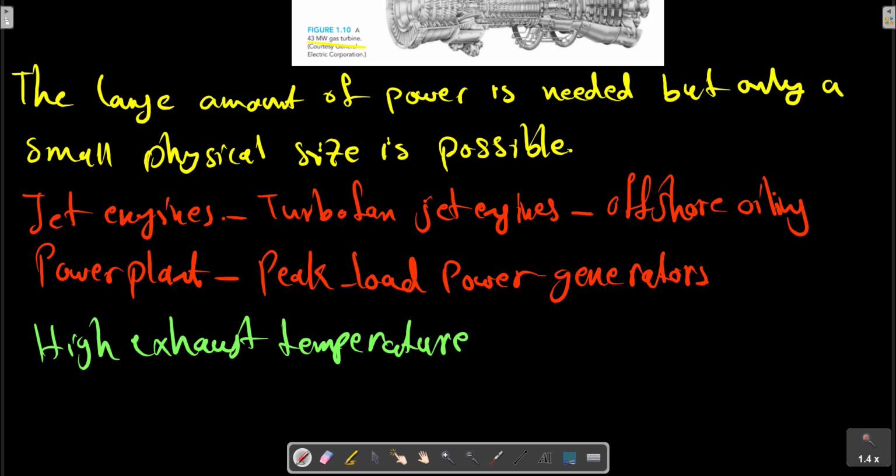The next thermodynamic process is the chemical rocket engine.